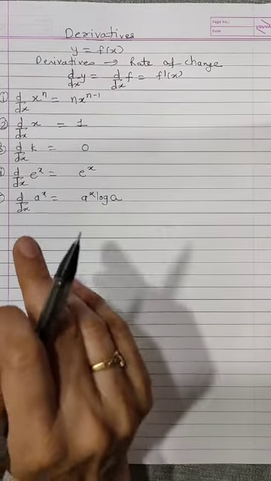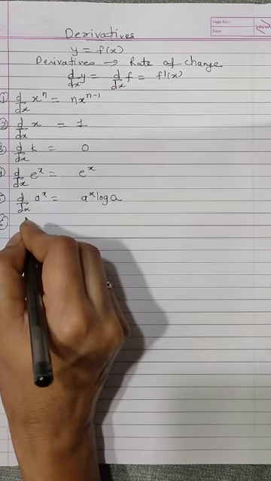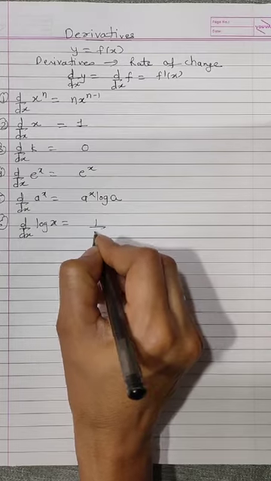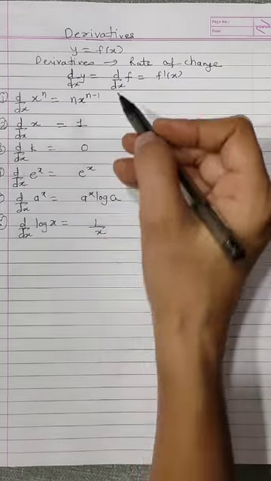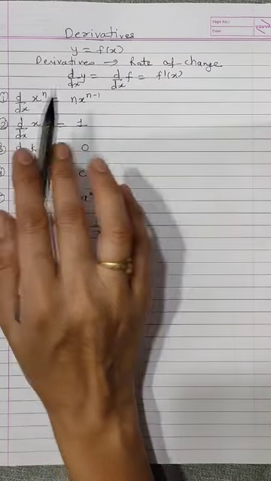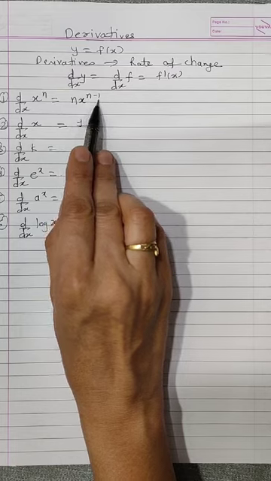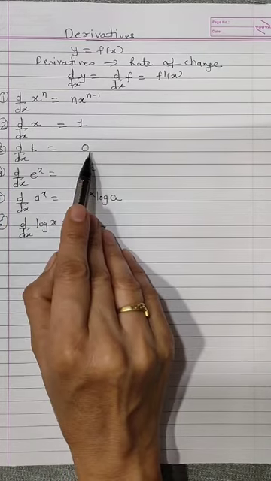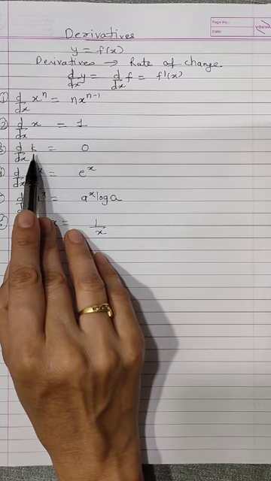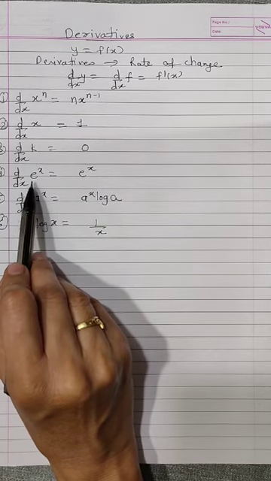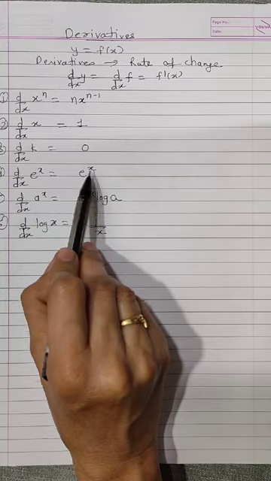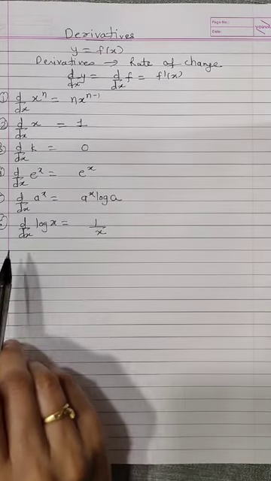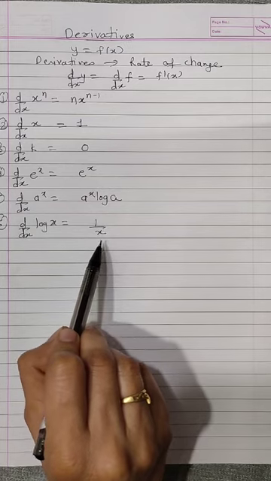Now we take derivative of log x. So derivative of log x is 1 by x. Now I repeat this. Derivative of x raised to n is nx to the power n minus 1. Derivative of x is 1. Derivative of k is 0. What is k? k is any constant. Derivative of e to the power x is e to the power x. Derivative of a to the power x is a to the power x log a. Derivative of log x is 1 by x.